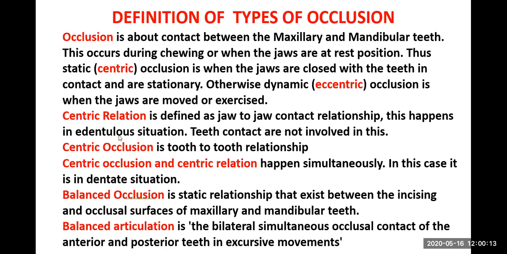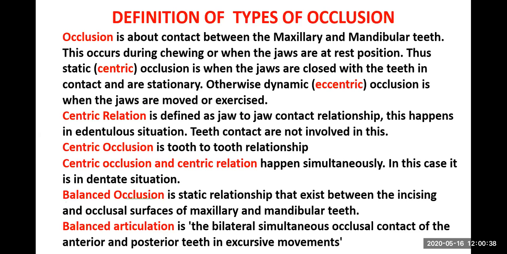Centric relation is defined as jaw-to-jaw contact. When the upper and lower jaws are in contact, that is centric relationship. And this usually happens when teeth are not involved, when it is an edentulous case. Centric occlusion is tooth-to-tooth relationship. That is when the teeth are in contact.